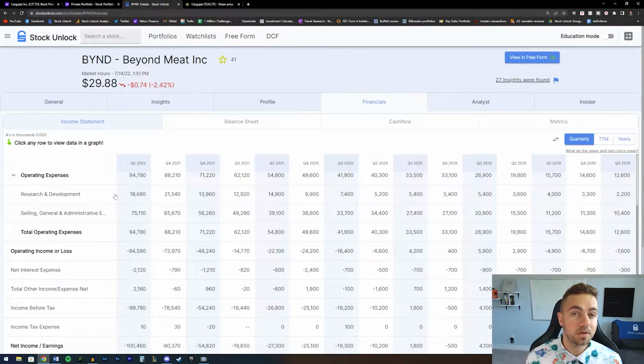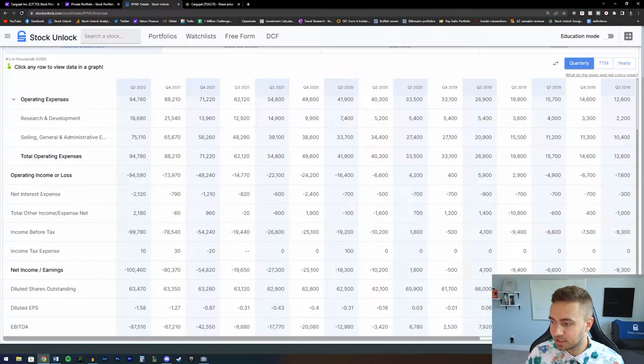A lot of companies, when they're growing really quickly, are not focused on profits. That's a fair argument. But when you see that the expenses are growing and the revenue isn't growing, that right there, my friends, is a massive red flag. So that's just something you really want to take a look at. And I think Beyond Meat is a great example of what you do not want to see.